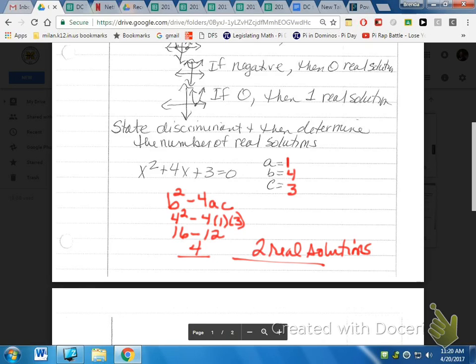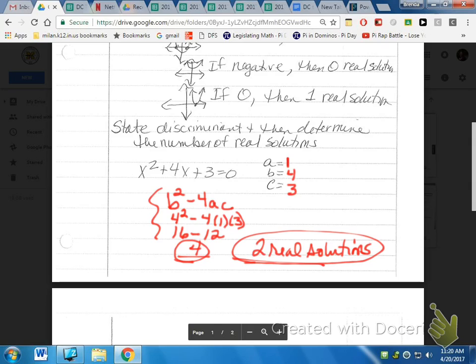So on problems like this where it says state the discriminant, you go through and you solve this, and my discriminant is 4, and then you can state, since it's a positive, then you would say that it has 2 real solutions. If that came out to 0, you'd say 1 real solution. If it came out to a negative, you'd say 0 real solutions.